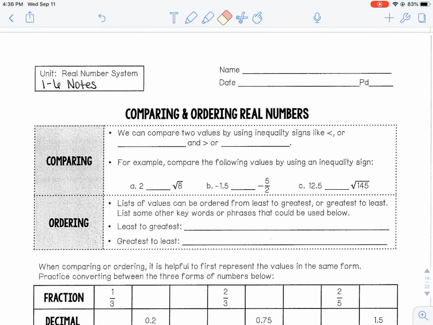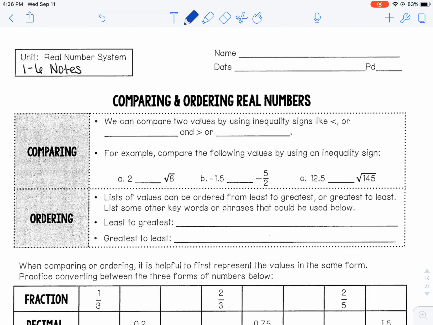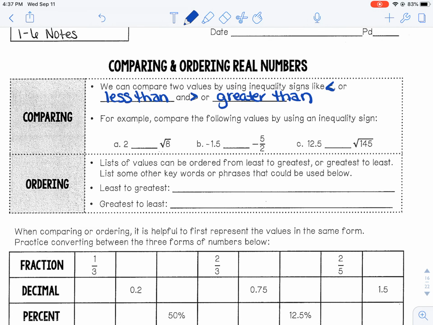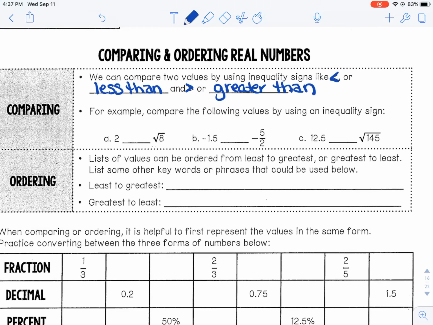Hey everybody, today's lesson is 1-6, comparing and ordering real numbers. We can compare two values by using inequality signs like the less than and greater than. Okay, so we're going to compare a few values down here. It is important to get them into the same form.